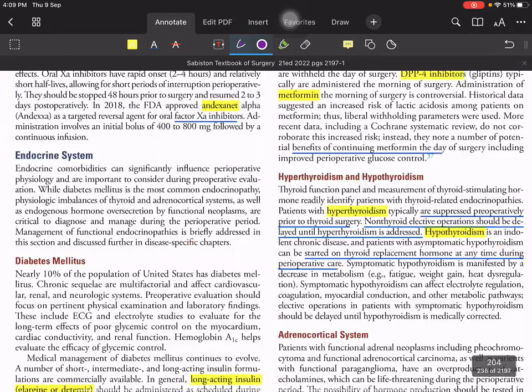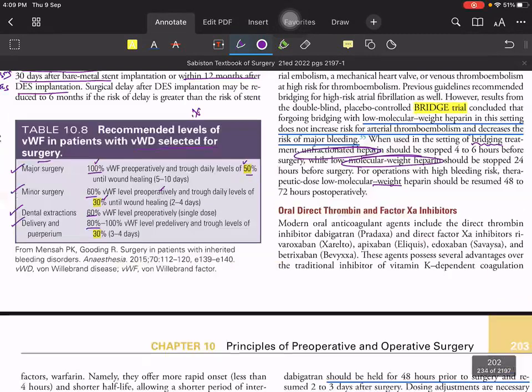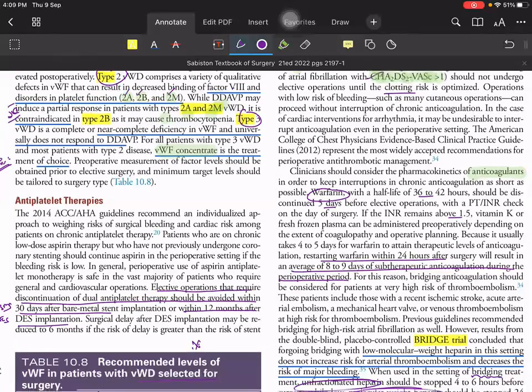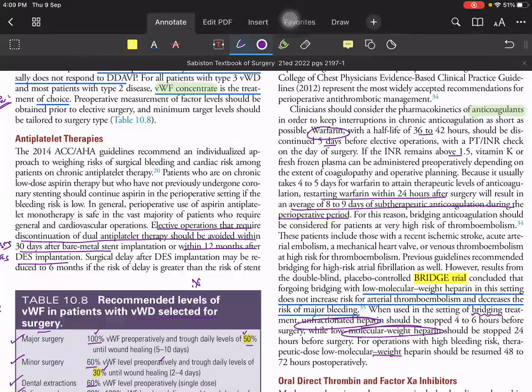So the same thing they have told inside the theory also. Regarding warfarin's half-life, they told to continue and stop it before 3 years, and you should properly check the INR. Restart the warfarin within 24 hours after surgery.